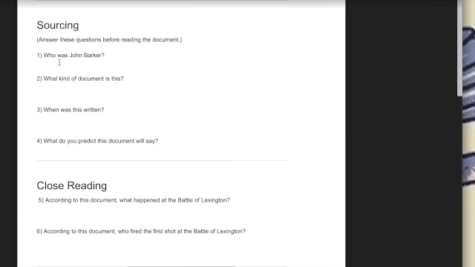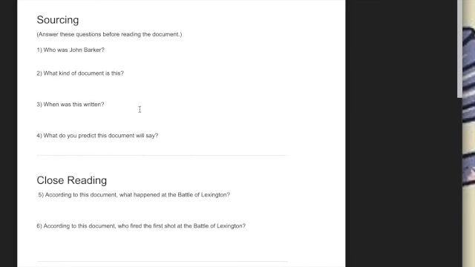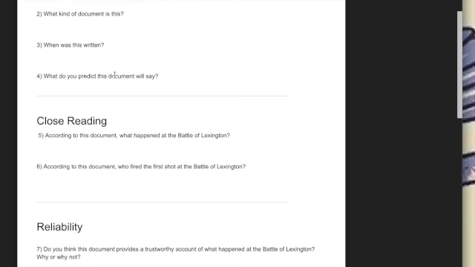You'd be like, all right, who was John Barker? What kind of document is this? When was this written? And what do you predict the document to say? This would be a good, like, okay, let's think on this. What's going on here? Who are we looking at? What point of view will we see here for the students who are going to be answering these questions? It's great for, in this case, to do them in groups, probably by table, depending on age, but you can let them pair up if you wanted to.